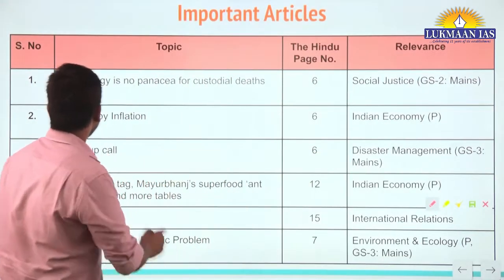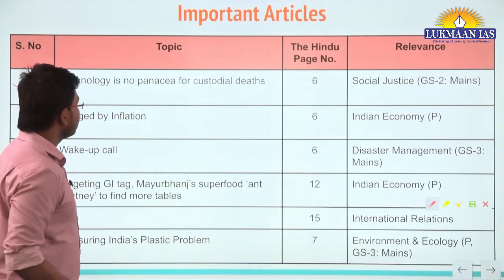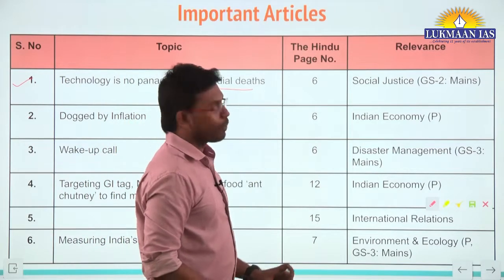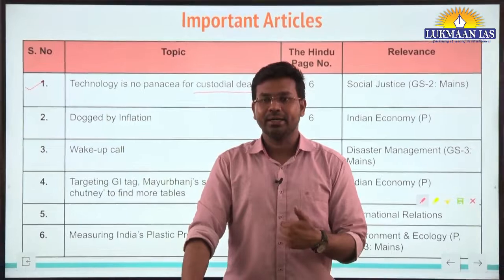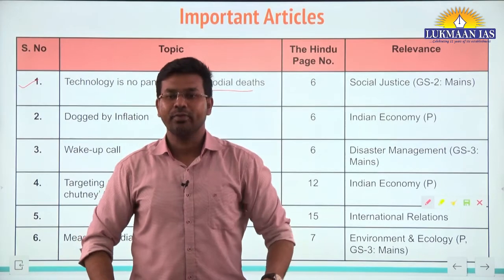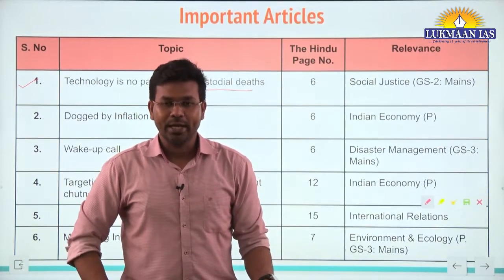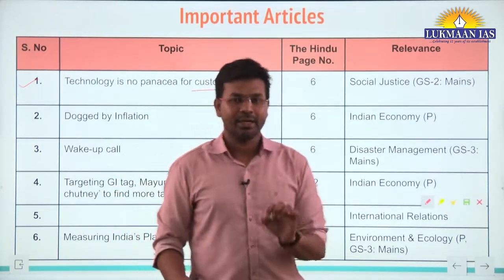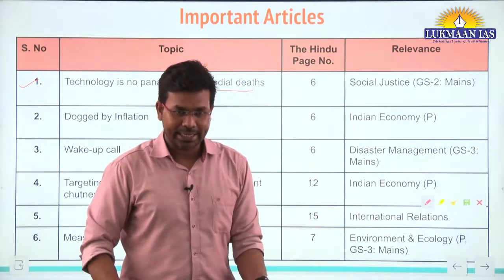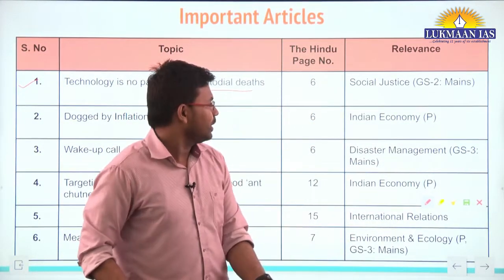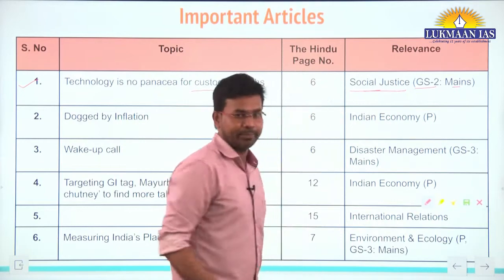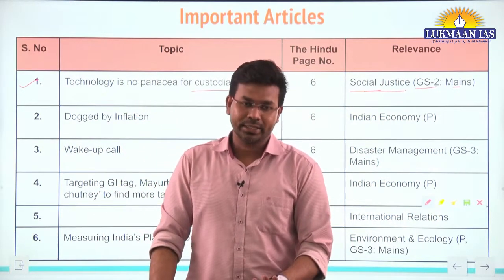If we look into the first topic, it says technology is no panacea for custodial deaths. This topic looks into custodial deaths in police stations. When people are taken into custody, we have witnessed in many areas in India that people are killed inside the police stations by police officers. These are known as custodial deaths in legal terms. This topic is important under social justice under GS paper 2 of the mains exam. So we will understand about custodial deaths.